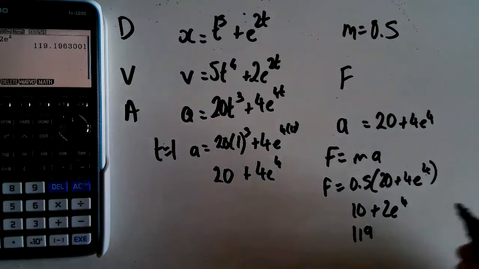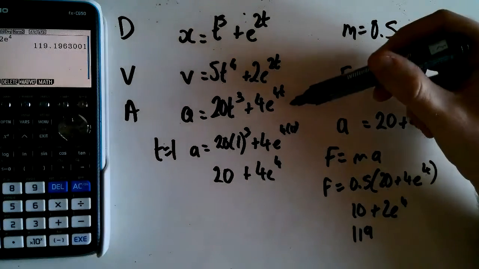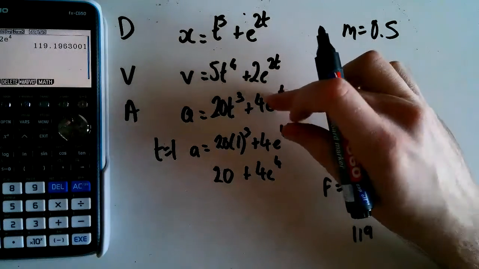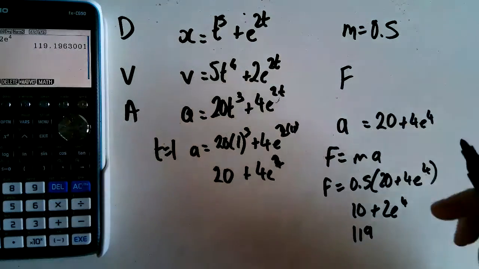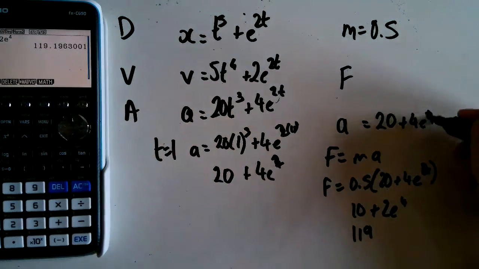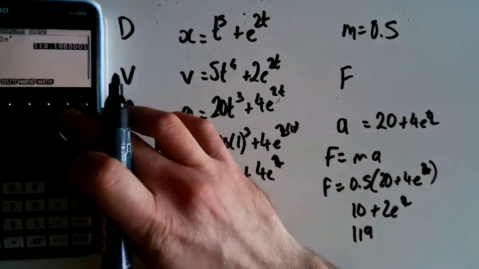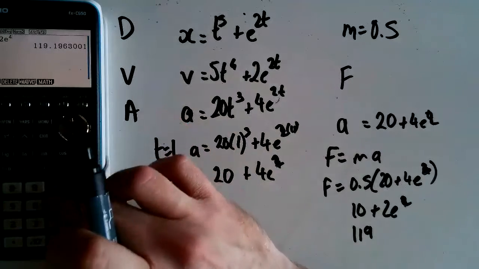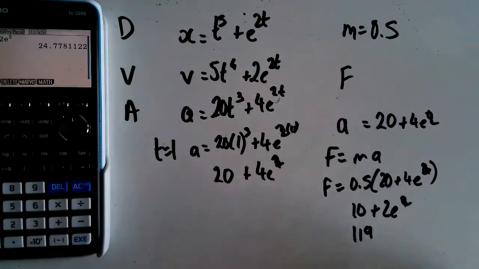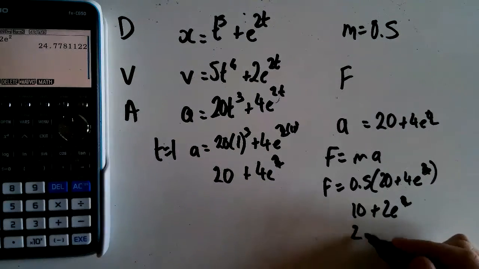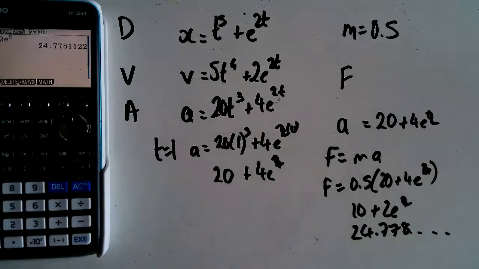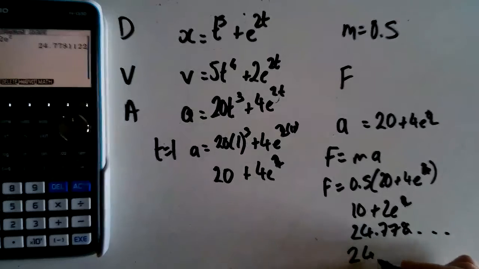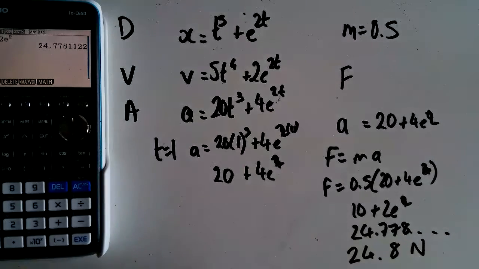Wait, 2 seconds. Just spotted there, for some reason I put the power as 4t. That should be 2t. I'm hoping you spotted that before me. So that should be 2, that should be 2, that should be 2 still. So I'm going to change that. As I said, that force seemed very strong after 1 second. That's better: 24.778. Now, since we haven't used g, we give it 3 significant figures, 24.8.